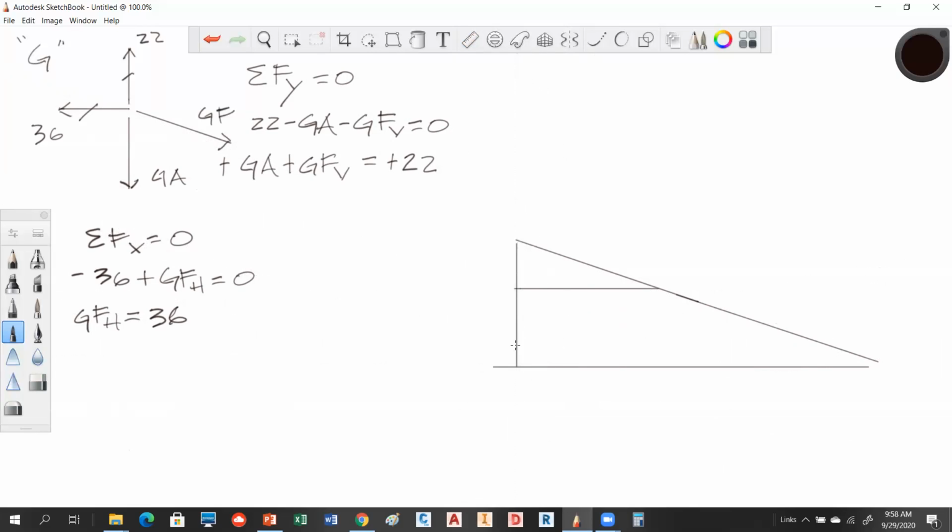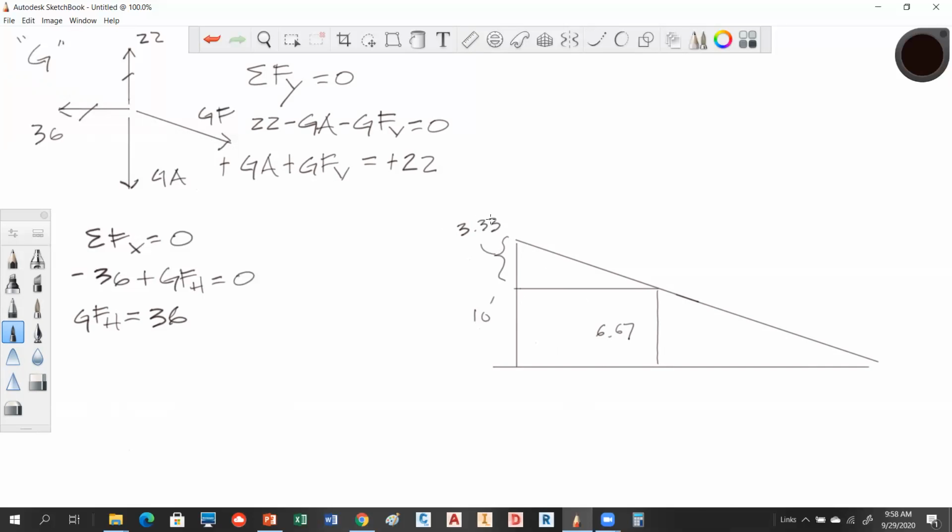Okay, so this distance on this diagram is 10. And that distance right there is 6.67. So this distance here is what? 10 minus 6.67 gives us what? Does everybody see what I'm doing there?